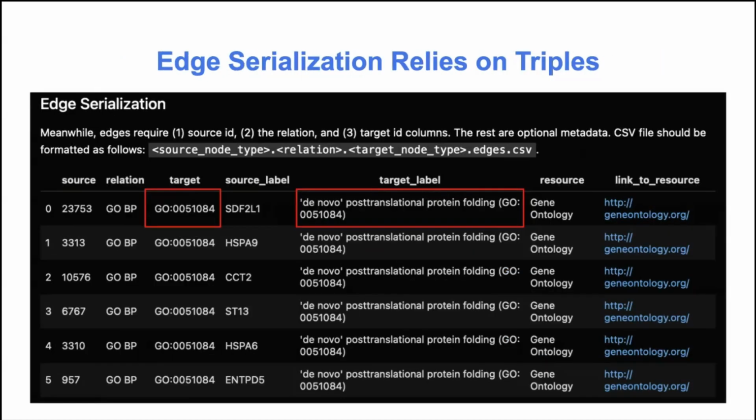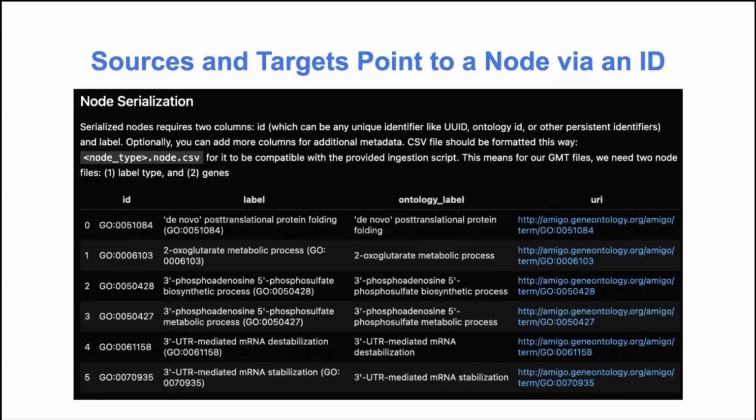And as I mentioned, each of these source and target IDs actually points to a specific row in your node.csv file. For example, the GO 0051084 is pointing to this one. So if you want to explore that node, this is how it looks. Here are the additional metadata for that node.